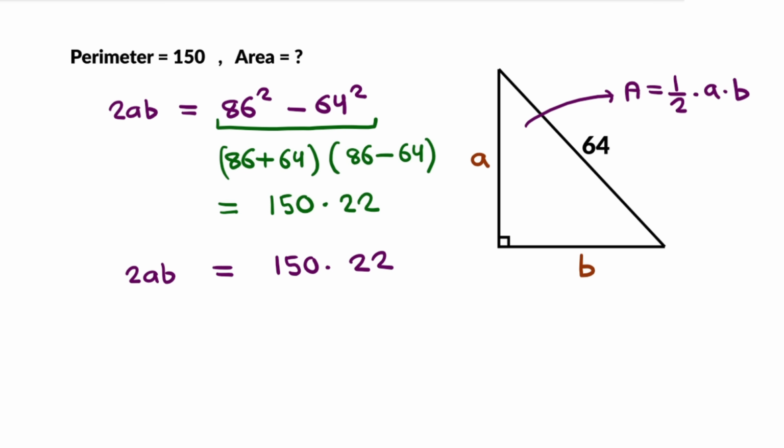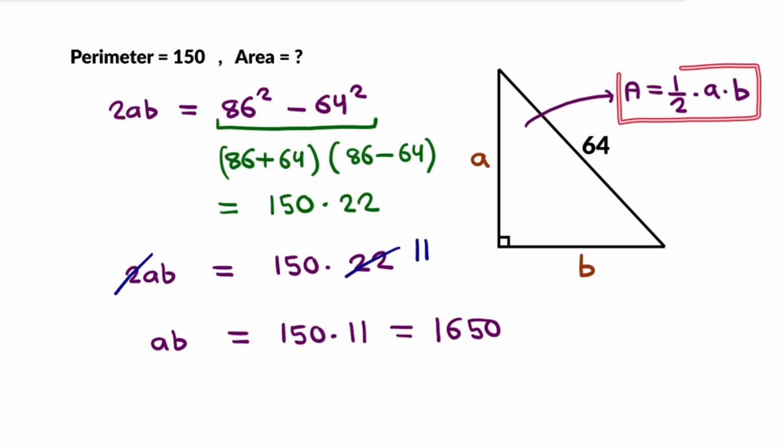Now divide both sides by 2. Half of 22 is 11. So, AB equals 150 times 11. And that gives us 1,650. We're basically done. Remember the area formula?